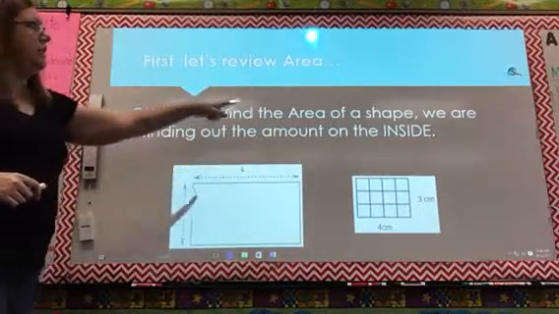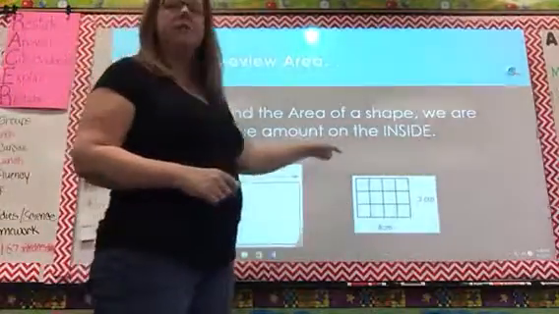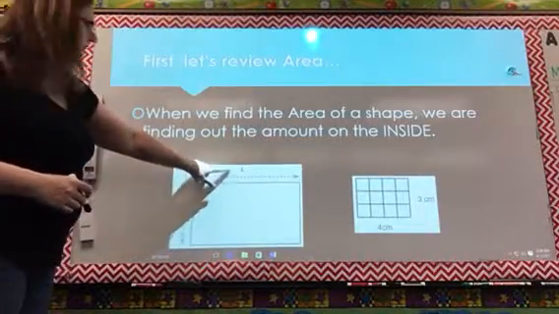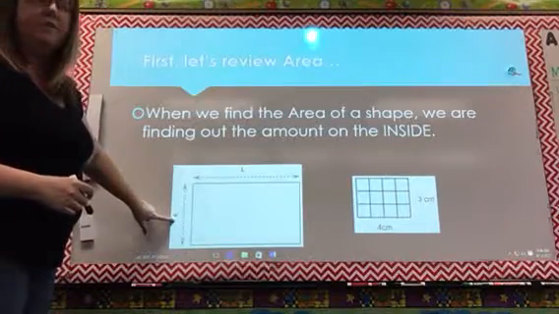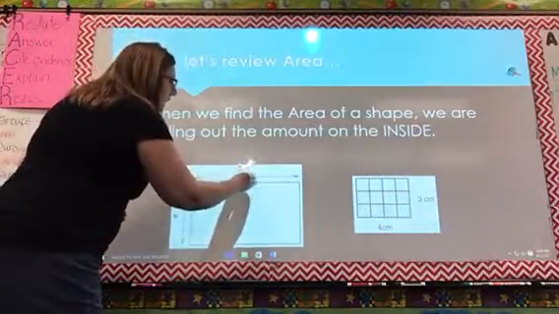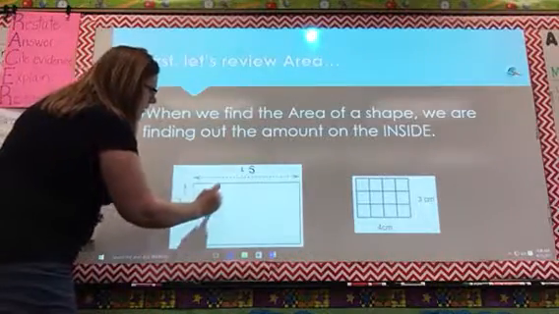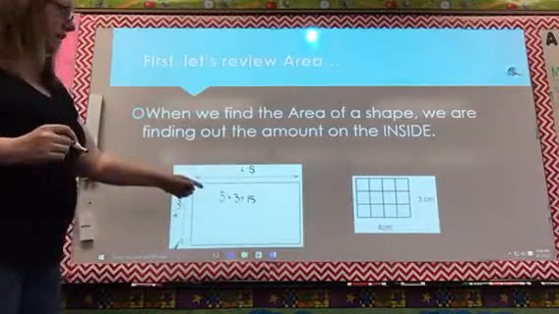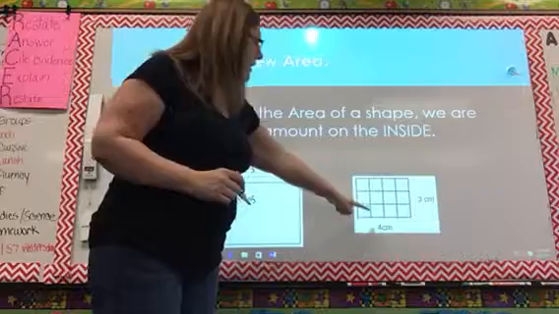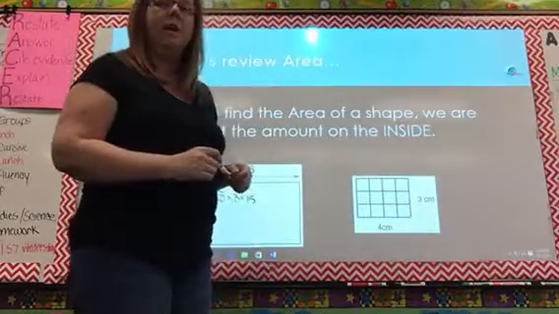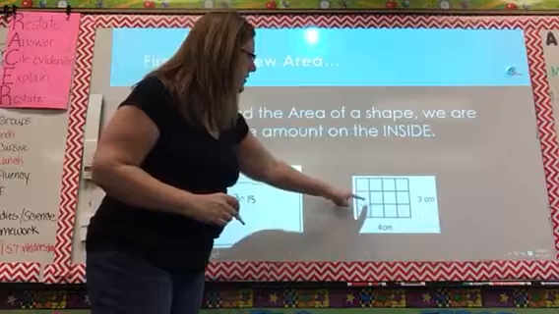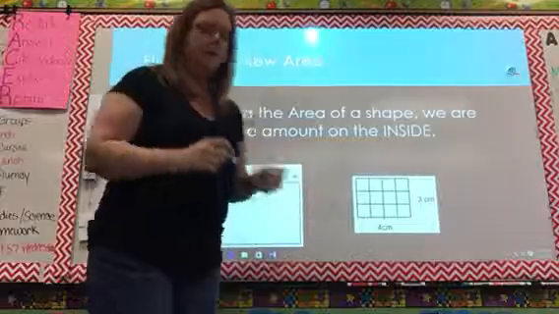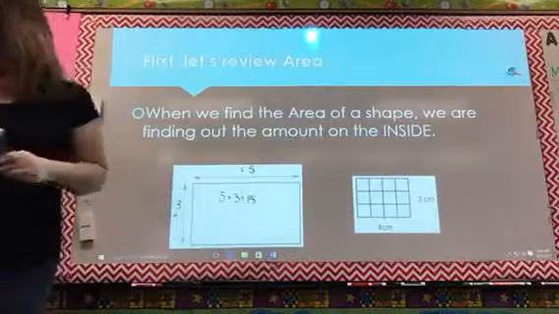When we find the area of a shape, we are finding out the amount on the inside. Remember doing that? Okay? So we have the formula, which is length times width, right? So if this was 5 and this was 3, we'd multiply 5 times 3 and get 15 for the area. On this one, same thing. 4 times 3 is 12, or you can count the boxes. 1, 2, 3, 4, 5, 6, 7, 8, 9, 10, 11, and 12. That's how we found area, right?